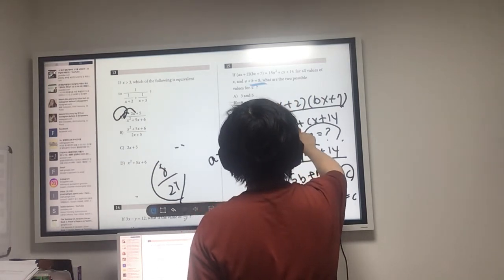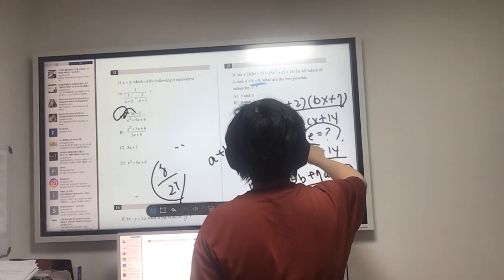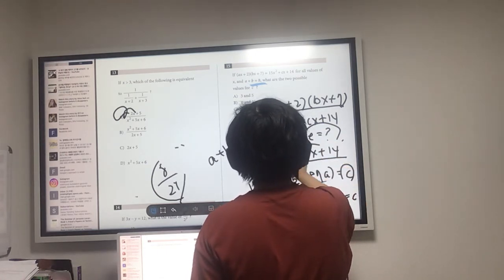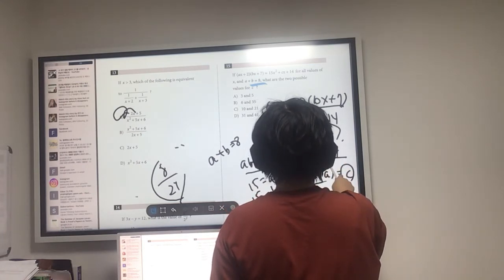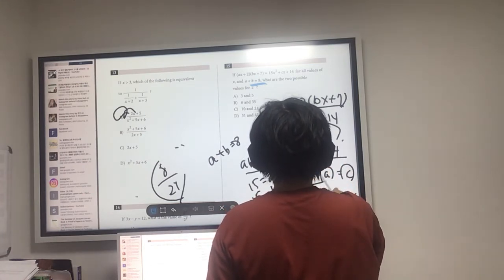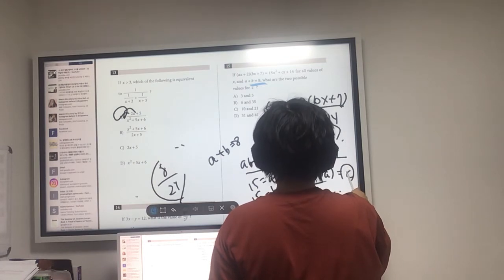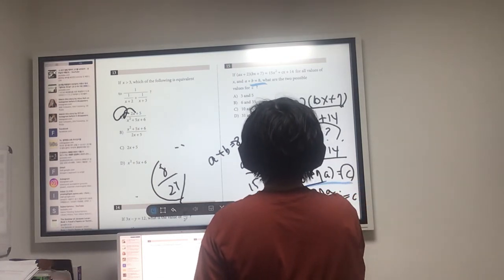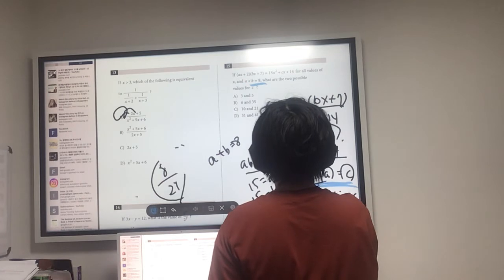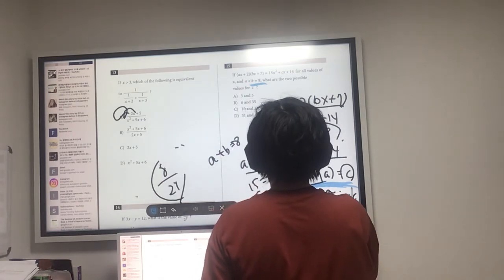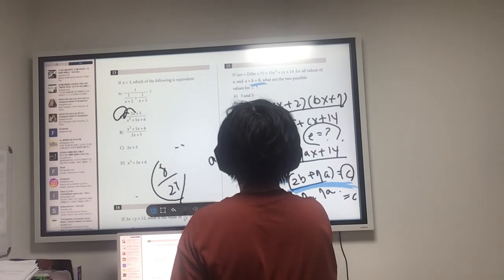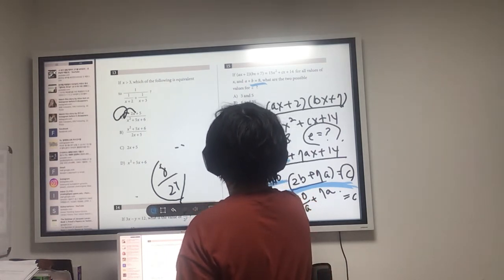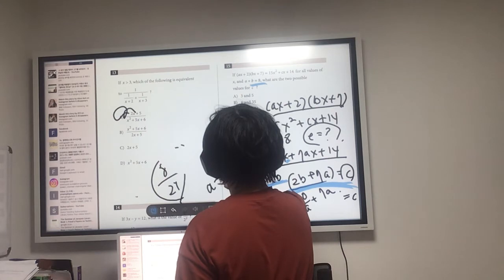So ABX squared, 2BX, 7AX, 14. So 2B plus 7A equals C, right? This is correct, right? And then 15 is A plus B, right? And then A plus B is 8 again. So A equals 8 minus B, let's say.